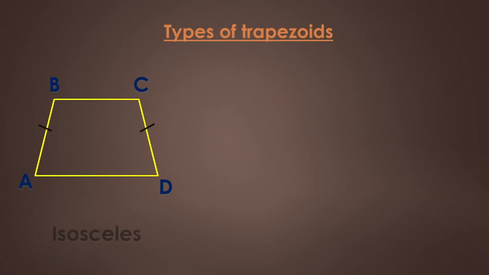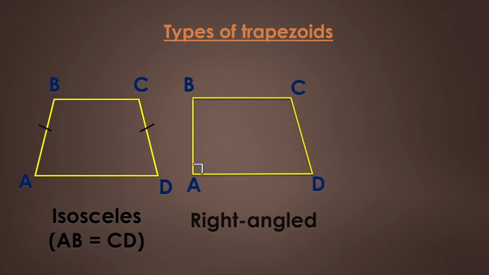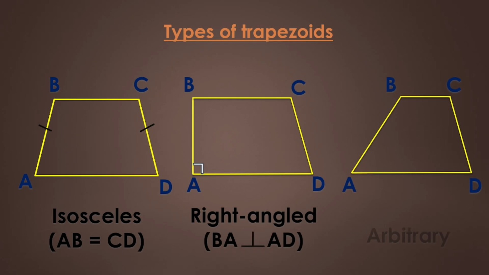Let's find out. Types of trapezoids. 1. Isosceles trapezoid. The lateral sides of this trapezoid are equal. The angles adjacent to the larger base are equal to each other. 2. Right angle trapezoid. One of the sides of the trapezoid is perpendicular to the bases. It has 2 right angles. 3. General or arbitrary trapezoid. This is a quadrilateral that has at least one pair of parallel sides, called the bases. The other 2 sides are not parallel.